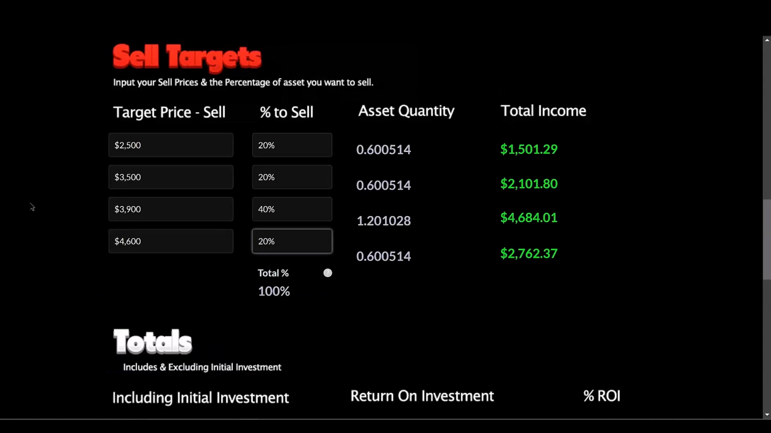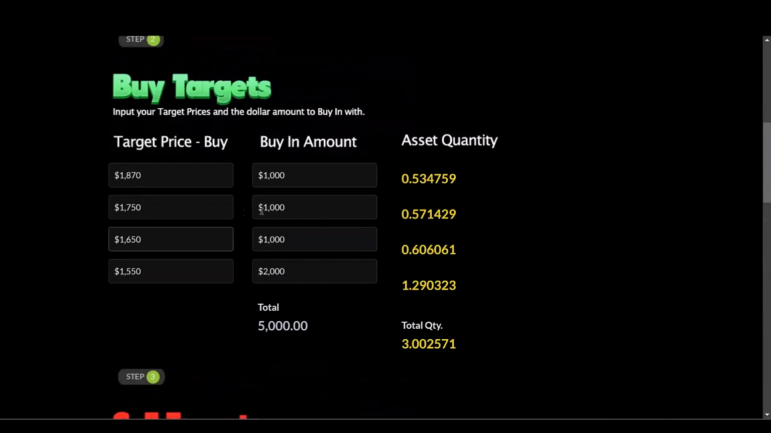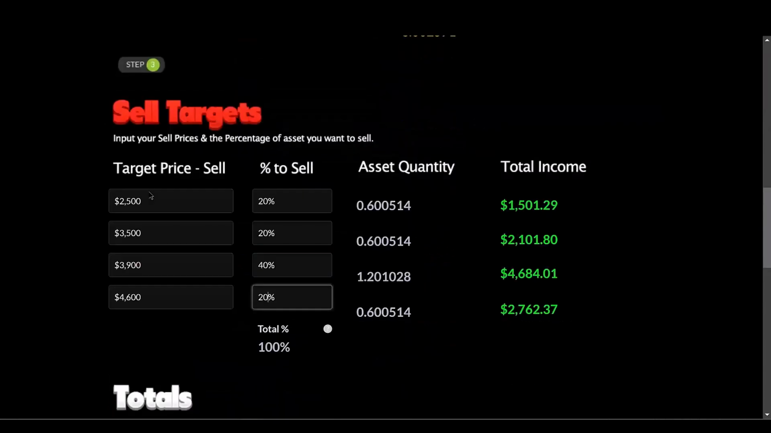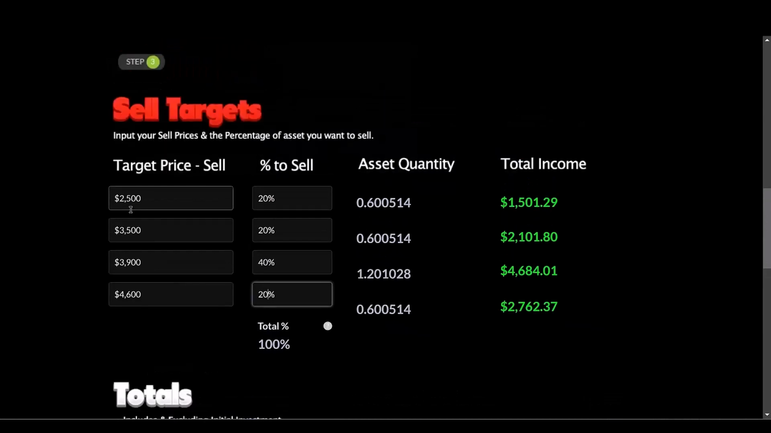Now we'll look at another scenario. So we'll keep our buy prices the same. We'll keep our same investment amount of $5,000. Only thing we're going to change here is the sell targets. We're going to use close to the previous all-time high as our first sell target. So we had it as our last sell target here. Now we're going to add it so it's our first sell target. So we'll put in 4,600 here. We've added our first sell target at 4,600.